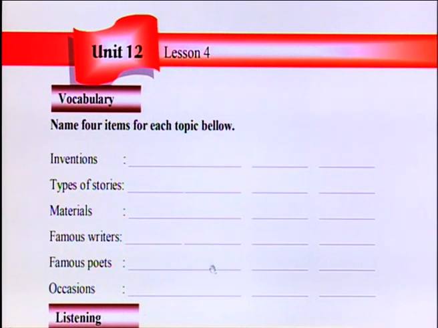You have spaces for writing 4 items, but try to write them in your notebooks, not in the book. The first item, the first subject or the first one is inventions, اختراعات. Can you name some inventions? Excellent. For example, TV is an invention, radio, and we have, for example, computer. Yeah. So you have many items to write down here.